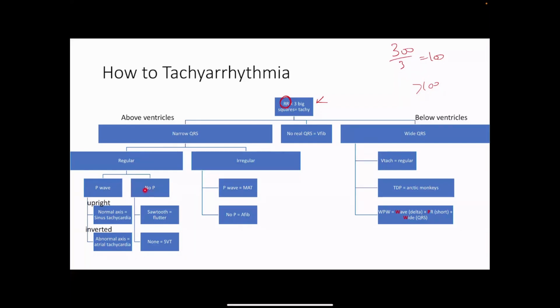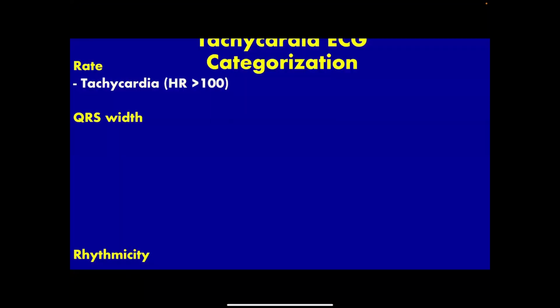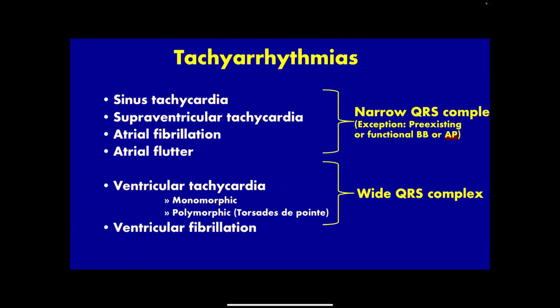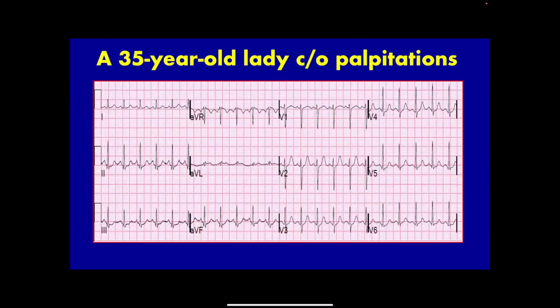If there is a P wave, you have two options. Either it's a normal P wave with a normal axis, that's sinus tachycardia, or it's an inverted or abnormal P wave, that's atrial tachycardia. Okay, if there's no P wave, then it can either be an atrial flutter or supraventricular tachycardia. So I'll be focusing on these for now. So in general, tachycardia means greater than, we will go through this, don't worry. So this is basically how he classified it in the lecture. I think that the table is way more helpful.